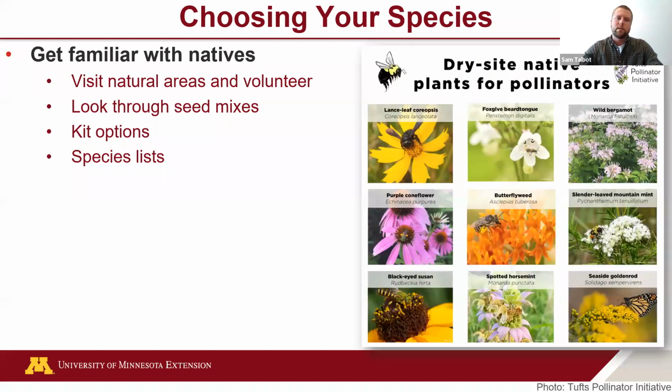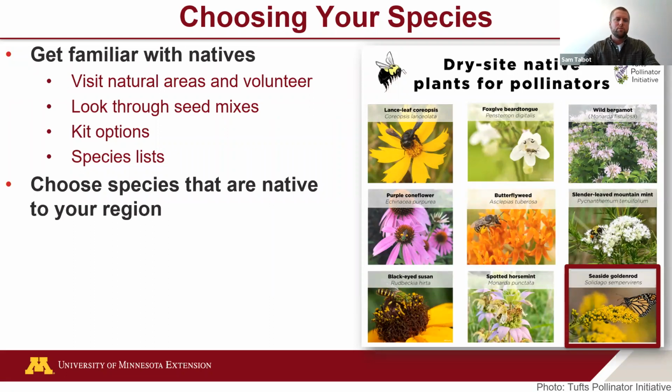This is another one, Dry Site Native Plants for Pollinators out of the Tufts Pollinator Initiative. And you'll probably come across a lot of these different species lists as you're searching along. This one's great and they have a lot of great information, but because they're Tufts, they're more of an East Coast centric list. So you want to choose species that are native to your region. So all these ones are native to Minnesota, except for seaside goldenrod.